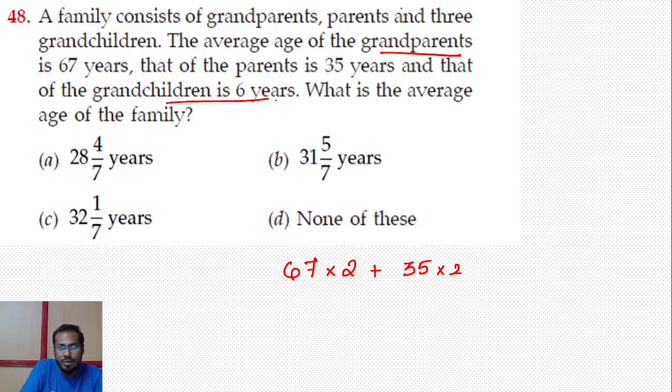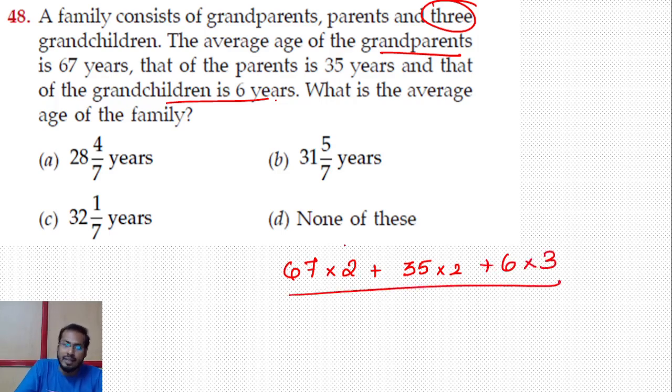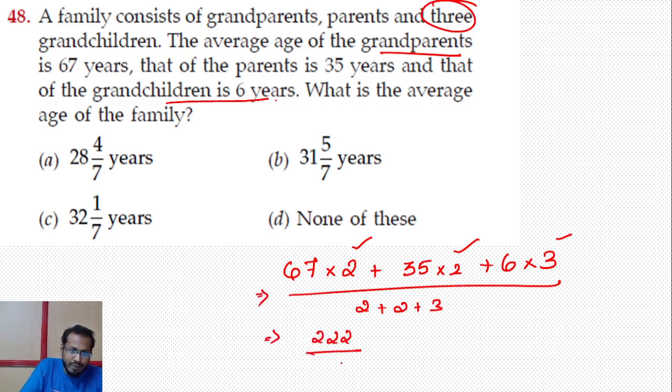ஸோ கிராண்ட் சில்ட்ரன், ஹவ் மெனி கிராண்ட் சில்ட்ரன்ஸ் ஆர் தேர்? 3. 3 பேர் இருக்காங்களா? ஸோ 6 into 3. டோட்டலாக எத்தனை பேர் இருக்காங்க? இங்கே 2 பேர், 2 பேர், இங்கே 3 பேர். ஸோ 2 + 2 + 3. ஓகே, ஸோ ஜஸ்ட் சால்வ் திஸ், யூ வில் கெட் த ஆன்சர். இவ்வளோதான். ஸோ 222 divided by 7, that is nothing but நமக்கு ஆன்சர் வந்து even in the mixed fraction. So answer is 31 5/7 years. Option B is the right answer.